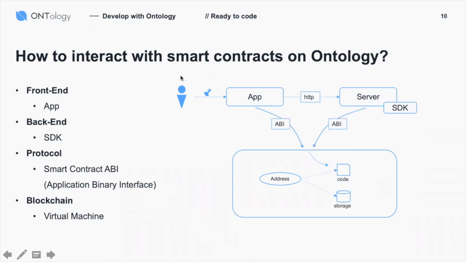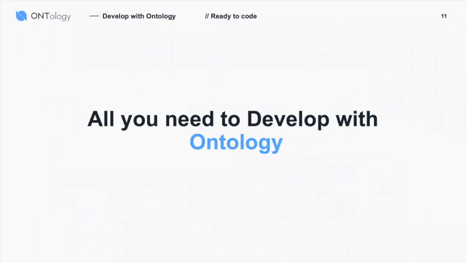So how do you interact with a smart contract? You follow the smart contract API, build your transaction, and send the transaction to the blockchain network. Then everything else is processed by the blockchain network. So that is how front and back end interact with a smart contract on the blockchain. We'll show some code for how to do it later. So that's all you need: the fundamental knowledge you need before you develop with Ontology.